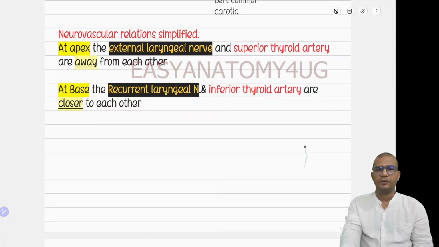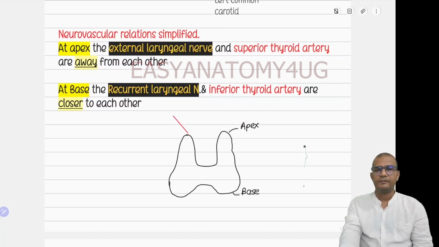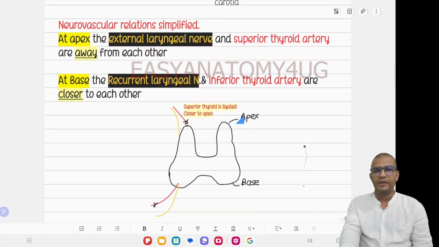Let's understand this one more time. This is the thyroid gland. Show the apex and base. At the apex, show superior thyroid artery and external laryngeal nerve. They are moving away from each other as they approach the apex. So to avoid injury to the nerve, we have to ligate the artery nearer to the apex. Whereas at the base, the nerve and vessel, that is recurrent laryngeal nerve and inferior thyroid artery, move closer to each other as they approach the base. So to avoid injury to the nerve, the artery should be ligated as far away from the base as possible.